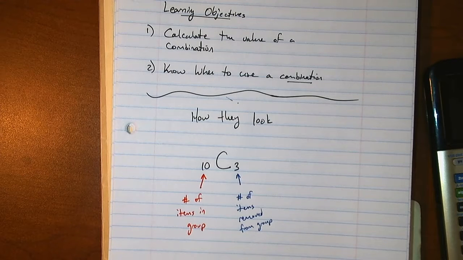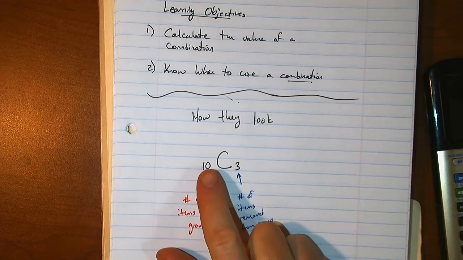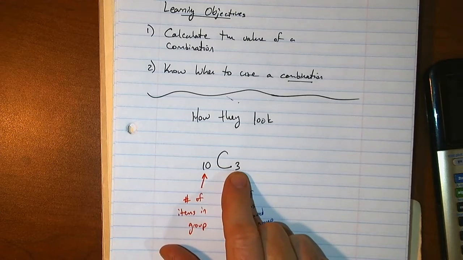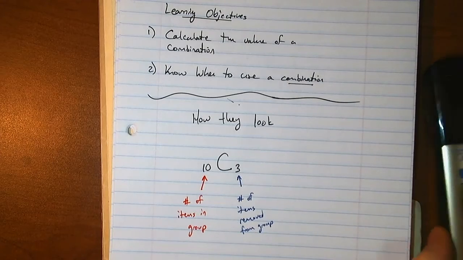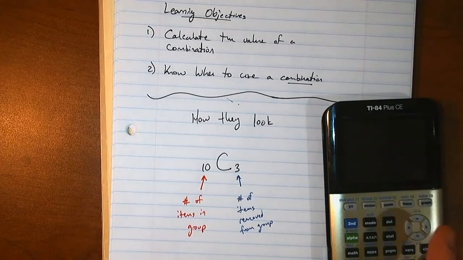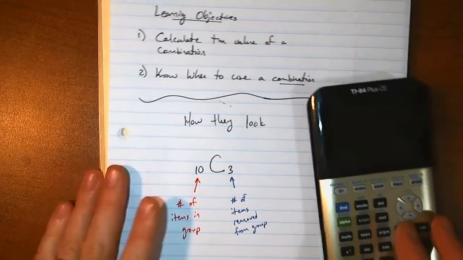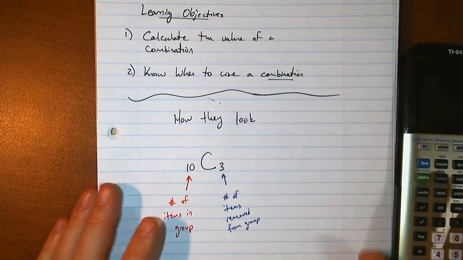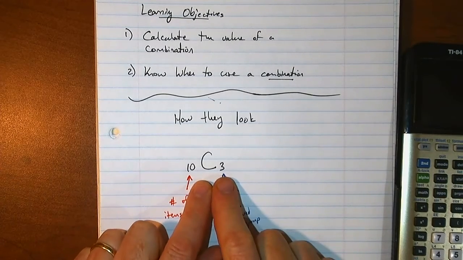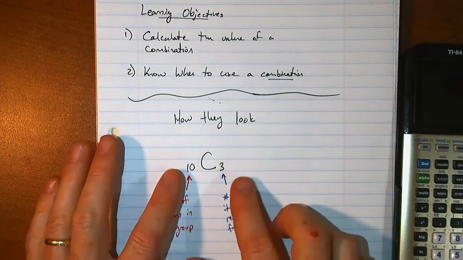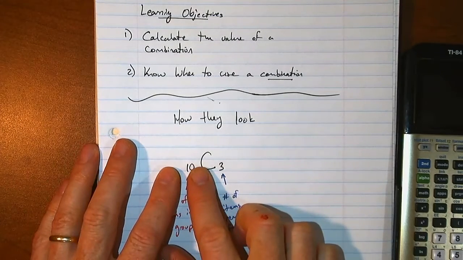If you think back to the last video, we did 10 permute 3, and the answer was 720. I would challenge you, before I type this into my calculator to see what this is equal to, to pause the video for just a second and come up with a solid answer. Do you think this answer is going to be bigger or smaller than 720? Again, 720 was the answer when I did 10 permute 3.